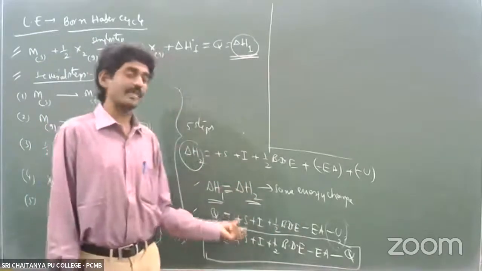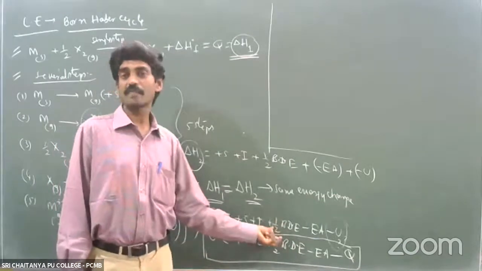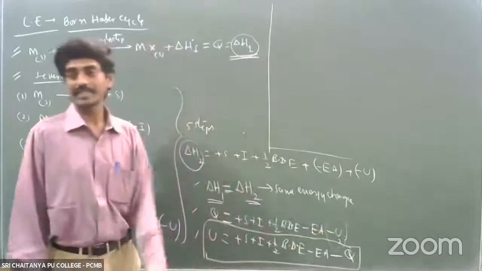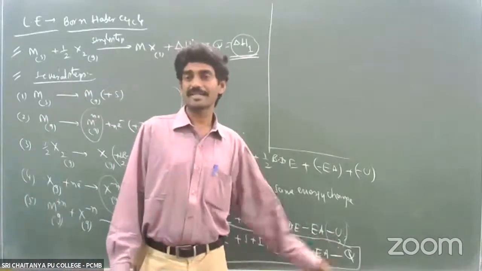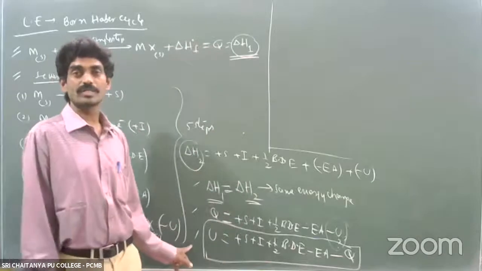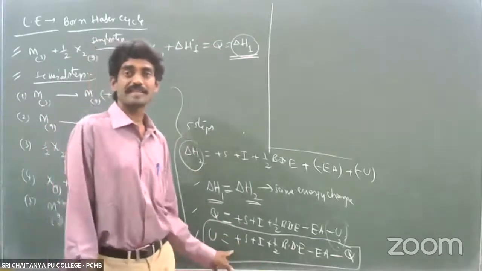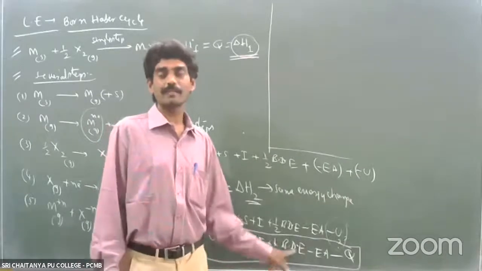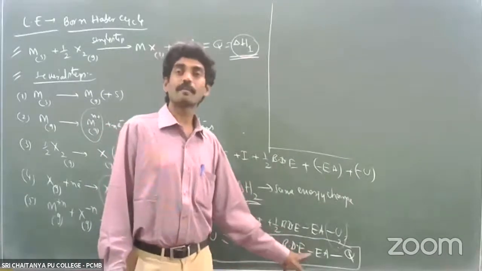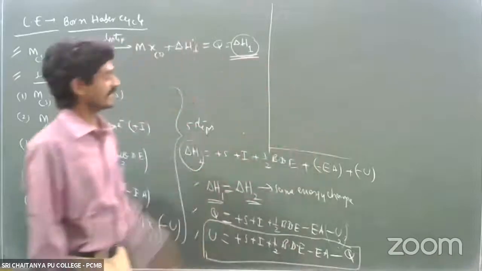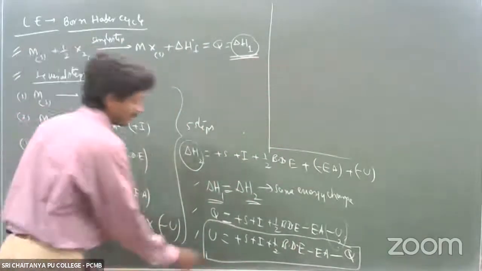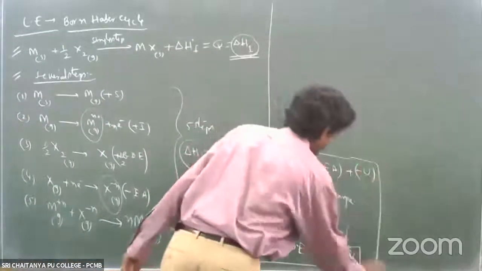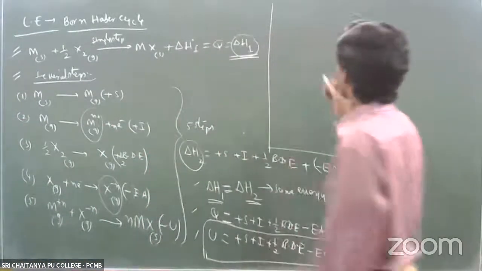Q is equal to plus S plus I plus half of the BDE minus A and minus U. Then you want to find out U, the lattice energy. Then U is equal to plus S plus I plus half of BDE minus EA and minus Q, that term. So we will get the lattice energy. So this is the method used to calculate the lattice energy of an ionic compound.